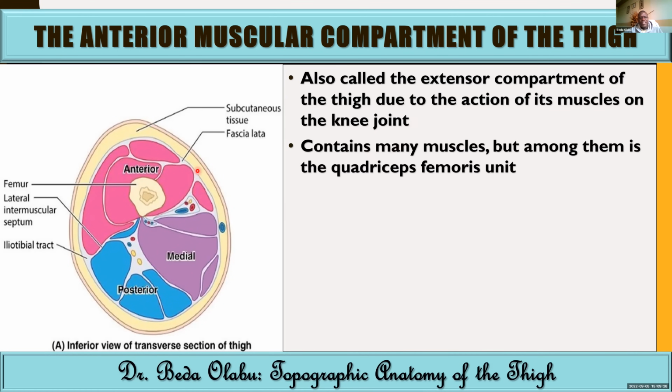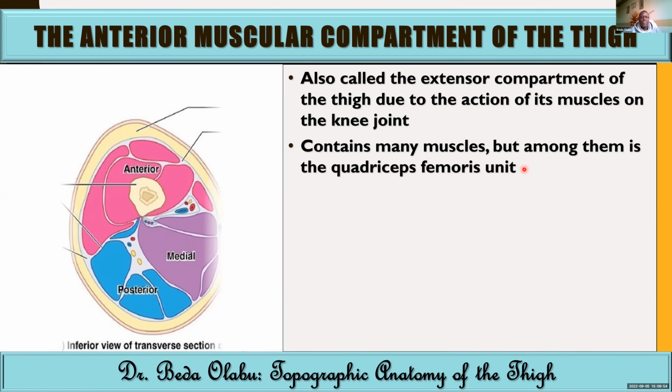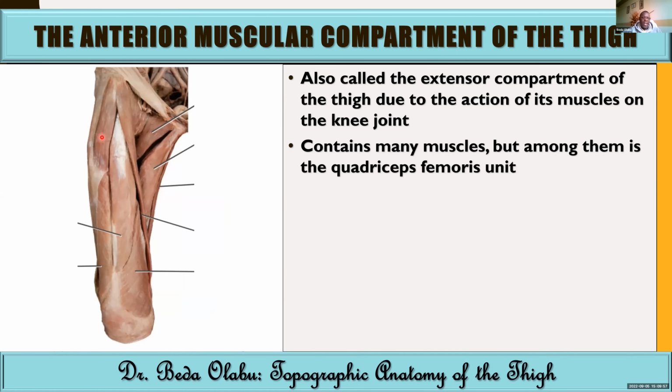In particular, there's a large group of muscles within this category that we call the quadriceps femoris. From muscle etymology, you remember that when we say a muscle is called quadriceps, it means that it has 4 heads of origin. So there's a unit here with 4 heads that is particularly important in extension of the leg at the knee joint.